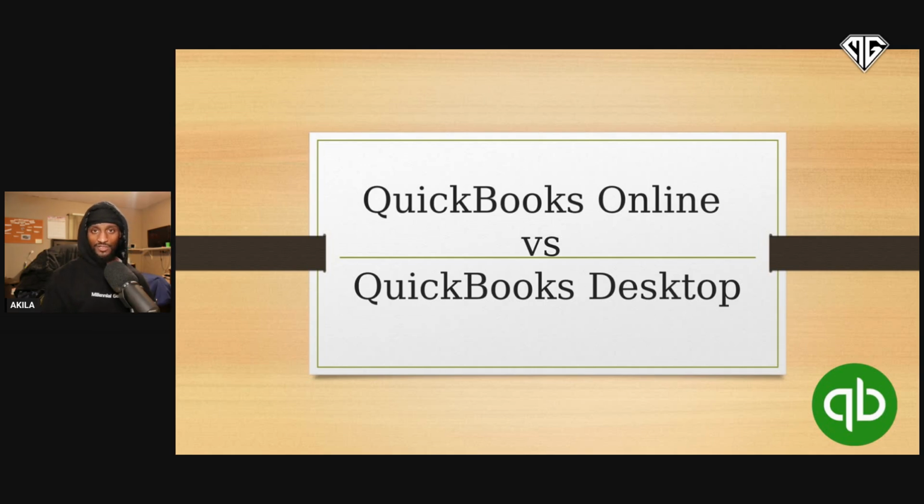QuickBooks Online versus QuickBooks Desktop. What's the difference and which platform is best for your business? Stay tuned because we're going to take a deep dive into both.